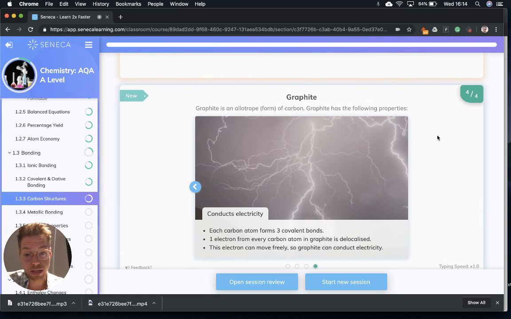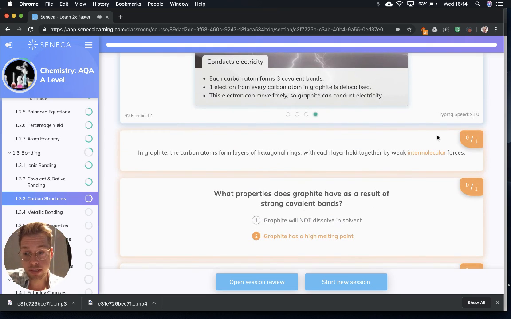Also, graphite conducts electricity. Now, if you remember, each of those carbon atoms forms 3 covalent bonds. 1 electron from every carbon atom in graphite is delocalized. This electron can move freely, so graphite can conduct electricity. Stunning. So let's recap some of that.